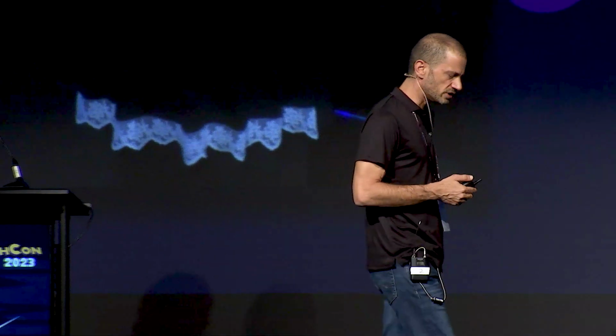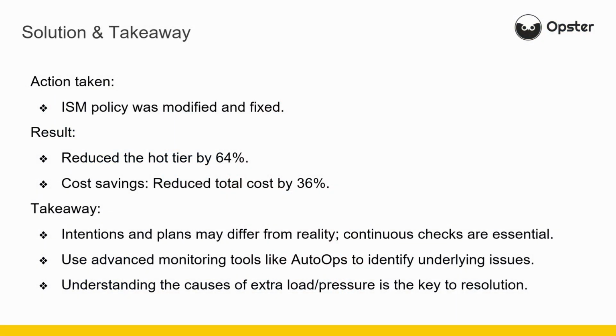So if you're not aware, you can roll over the indices every certain amount of time, like every 24 hours, even if the shards are still small, in order to move it between data tiers. And they didn't have that setting set up right. So we fixed that index state management policy, and that helped us reduce the hot tier significantly.